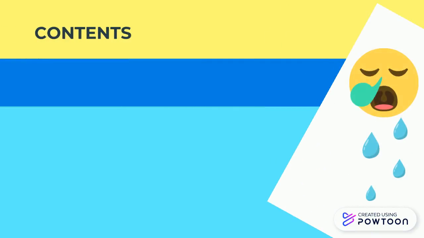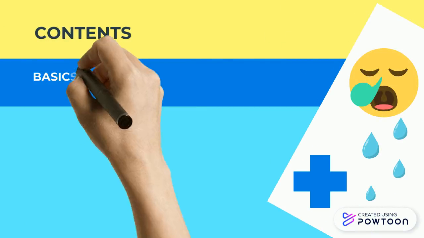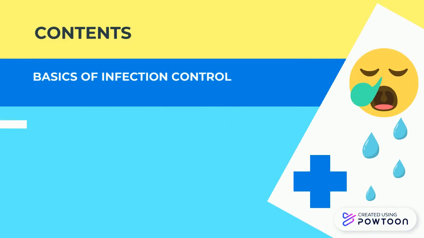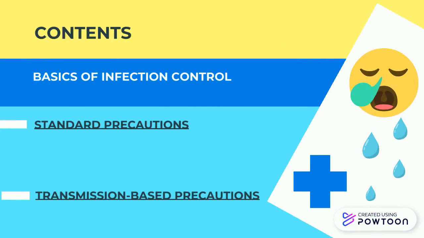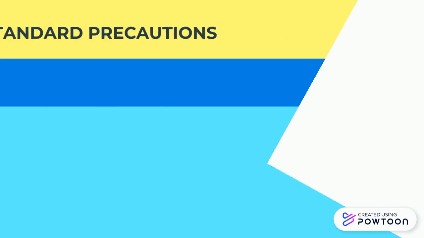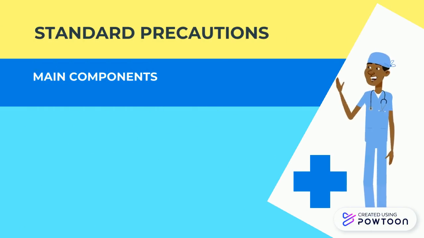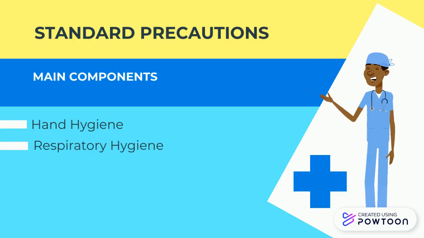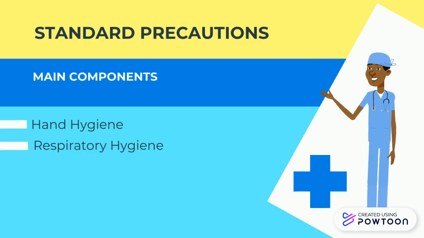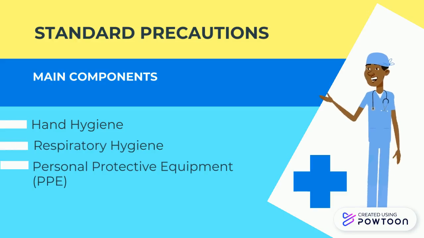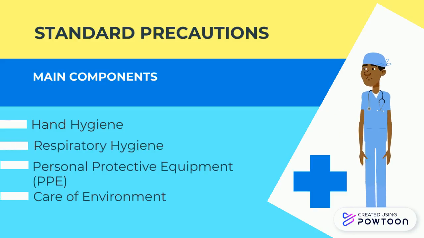The contents of the presentation today will be divided into two main parts: standard precautions and transmission-based precautions. When we say standard precautions, it means that these are the minimum infection control practices that apply to all patients. Main components are hand hygiene, respiratory hygiene, PPEs, environmental care, and safe injection practices.